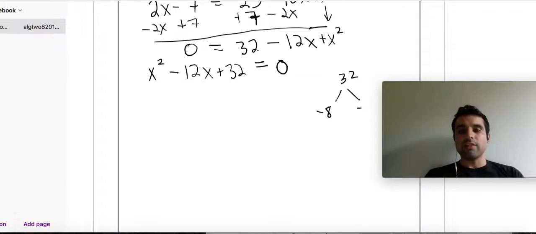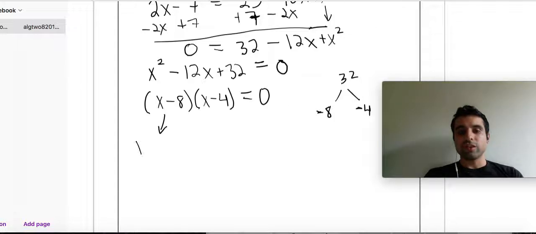Well, 8 and 4 will give me 32 when multiplied. If they're both negative, they'll be positive 32. Negative 8 times negative 4 is 32. And if I do negative 8 minus 4, I get negative 12. So it's just x minus 8 and x minus 4 equals 0. If I solve x minus 8 equals 0, I get x equals 8. If I solve x minus 4 equals 0, I get x equals 4, right?